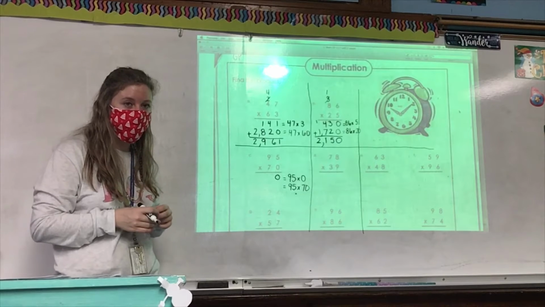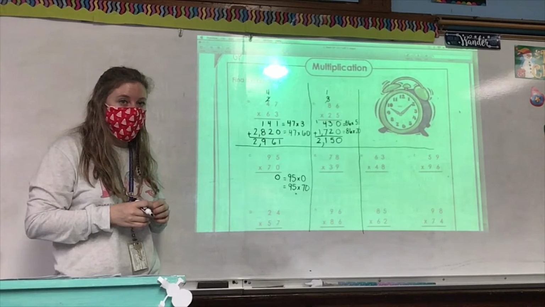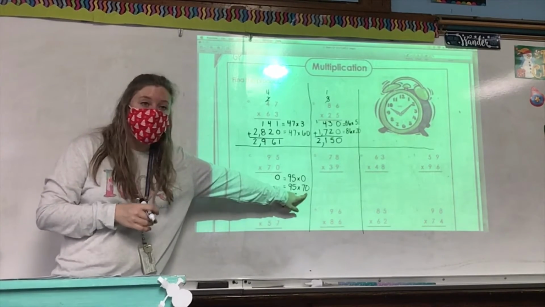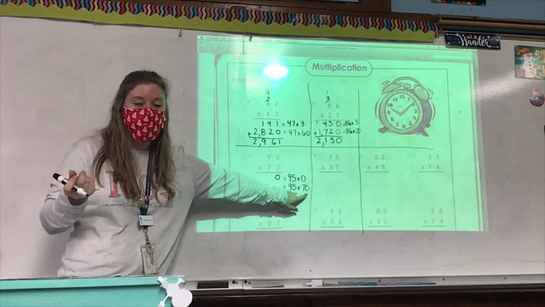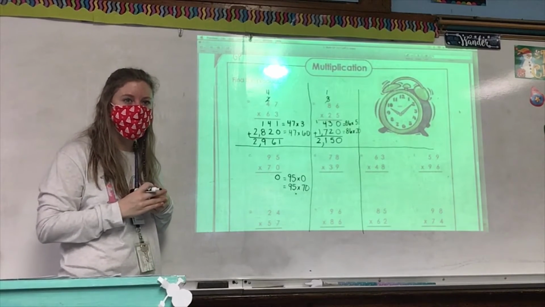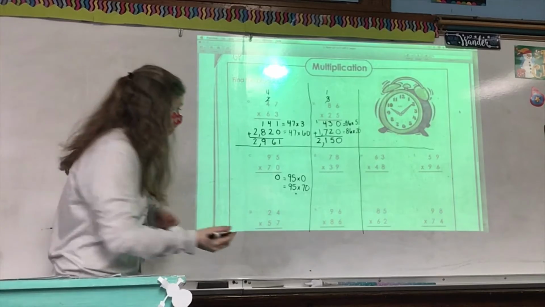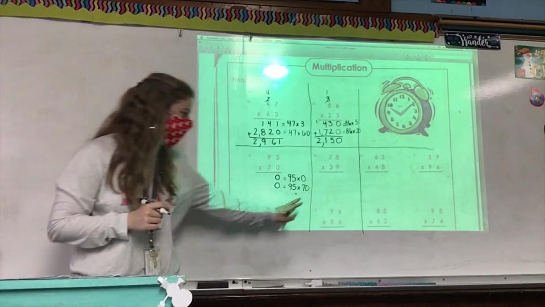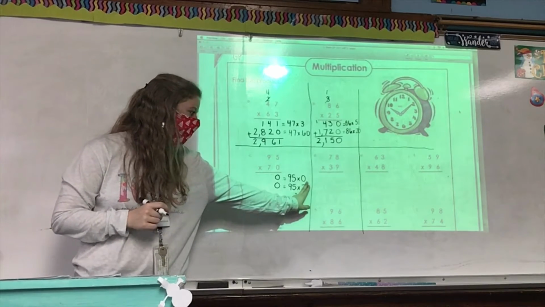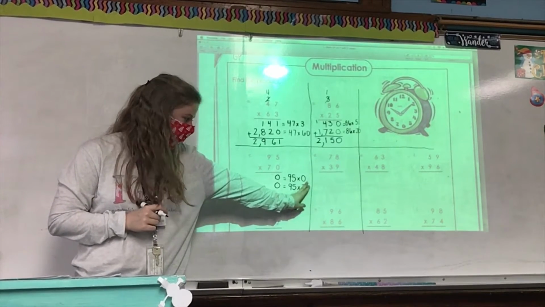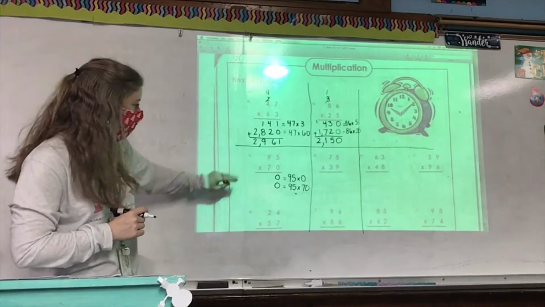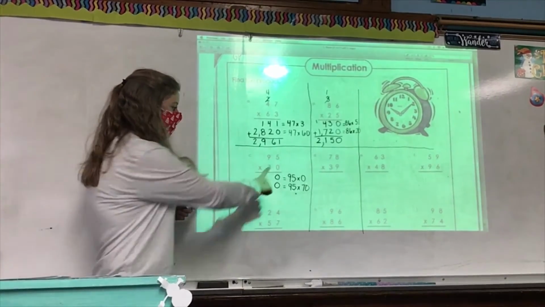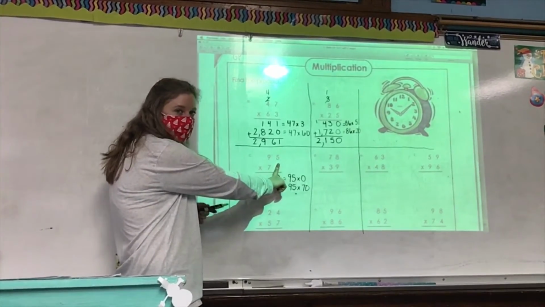Now, what do I have in my equation? A multiple of 10, because 10 times 7 is 70, which means there's a 0 in the ones place. There's going to be a 0 in the ones place of my product. Now that I've dealt with that 0, what equation am I solving? 95 times 7. So I can pretend this digit in the ones place doesn't exist. I'm doing 95 times 7.